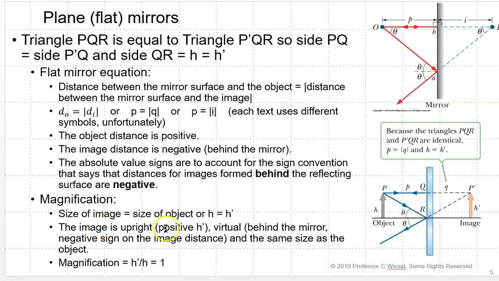Now, the size of the image, in this case, equals the size of the object. And since magnification is a ratio of the size of the image to the size of the object, magnification is 1. The image is upright, that is a positive H prime. It's virtual, it's behind the mirror. The negative sign on the image distance would be that, and it's the same size as the object. So as I mentioned before, H prime over H is a magnification that equals 1.